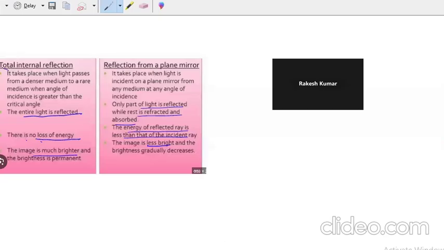Here, in total internal reflection, the entire light is reflected. There's no loss of energy, and it is much brighter. So the image you see is much brighter.